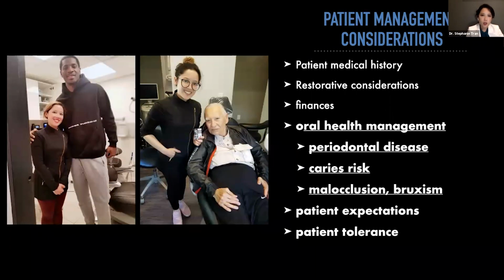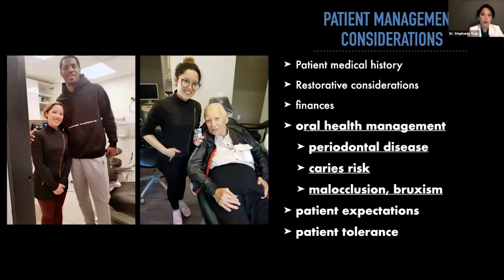Patient considerations can also affect the prognosis, as we know. So the patient's medical history can determine their healing capabilities, whether or not they're candidates for an implant, or even if it's a contraindication for some sort of treatment. The restorative considerations, so how much tooth structure there is, as well as what the overarching treatment plan is. I really like to ask my restorative dentist what their treatment plan is for the tooth to help me make my treatment plan, and the patient's oral health.